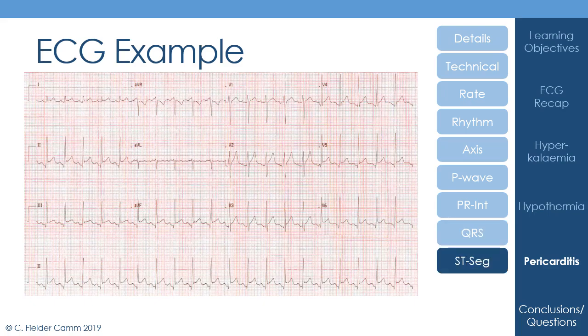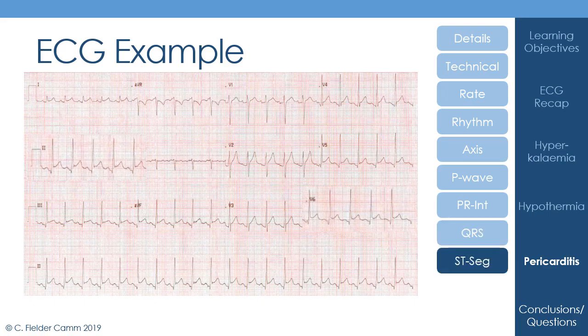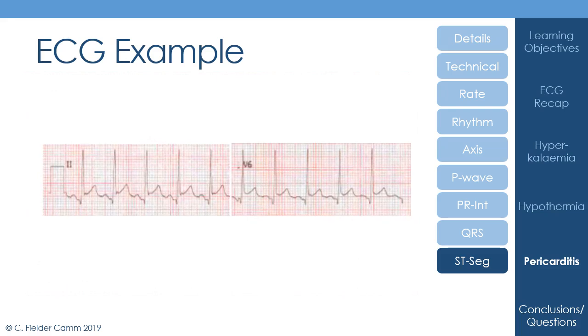In terms of the ST segment, well, let's pull out a couple of leads here. So on the left, we've got lead 2, which is one of our inferior leads. We've got V6 on the right, which is one of our lateral leads. Let's throw an isoelectric line in here, and you can see that that's at the same point as it was when we looked at it in lead 2 before, and you can still see that there's some PR segment depression there, but there's quite clearly some ST segment elevation, isn't there?